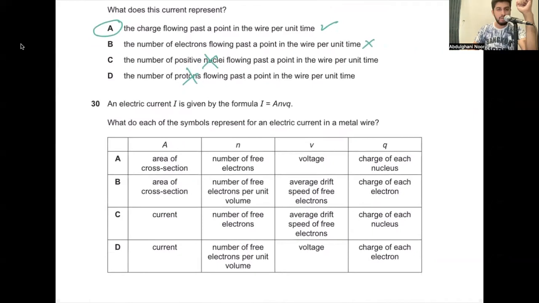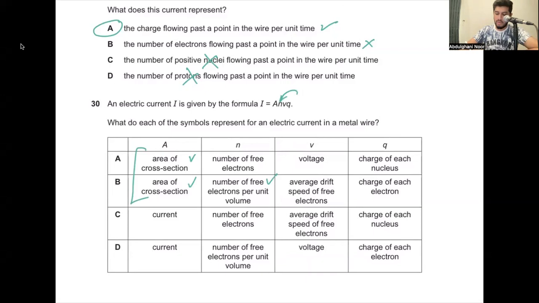Moving on to question number 30. An electric current I is given by the formula I is equals to A N V Q. What do each of the symbols represent for an electric current in a metal wire? A क्या represent करता है? Cross section of, we know that. N क्या represent करता है? N is the number of electrons per unit volume. ठीक है, number of free electrons. This is also known as number density or charge density, number of electrons per unit volume. So B is the correct answer.